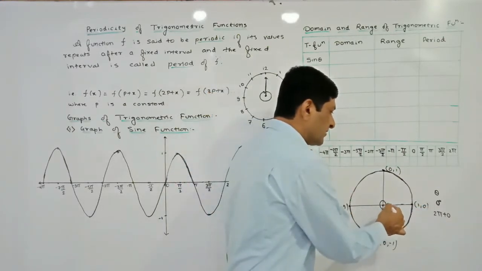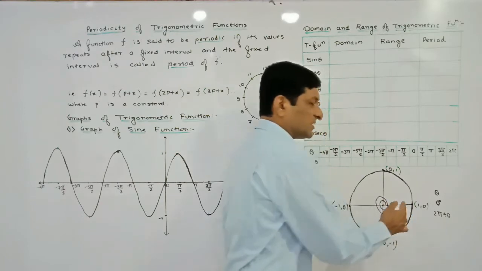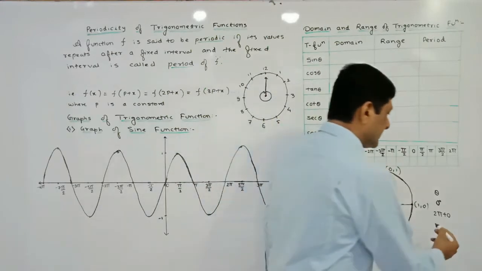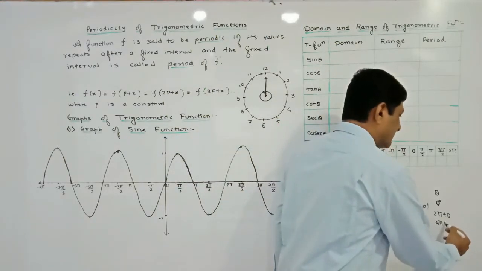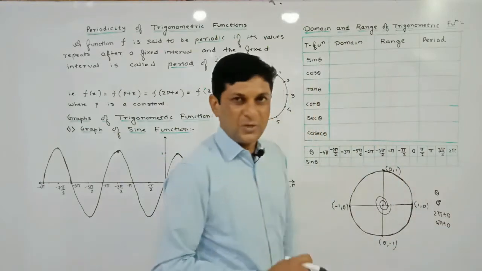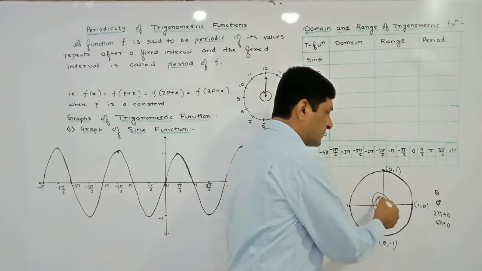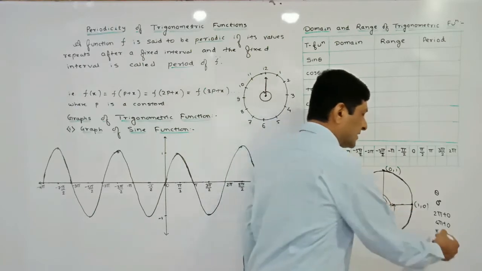Again, if we complete one revolution, this will be 2 pi, means 360 plus 360, 720. 720 can be written as 4 pi, and the initial angle is 0, so it can be written as 4 pi plus 0 also. Now again, if we complete one revolution, then 2 pi plus 2 pi plus 2 pi will be equal to 6 pi.